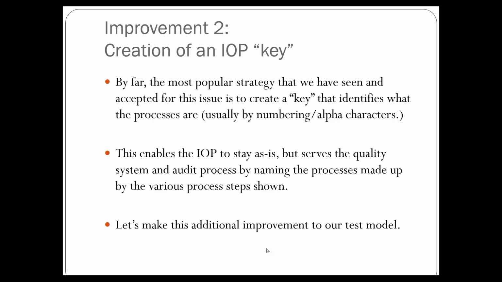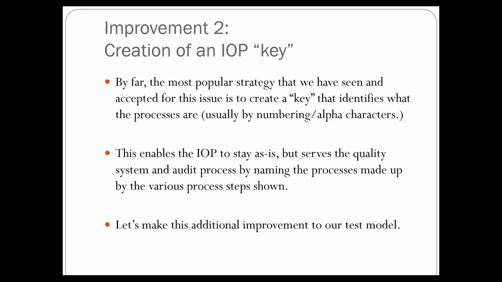The next improvement we can make is to create a key for the interaction of processes. This is a very popular strategy. Again, this is just one example, but this is a popular strategy for the issue of having an existing interaction of processes that is now being brought up as a nonconformity or weaknesses being pointed out, and not wanting to overhaul the documentation.